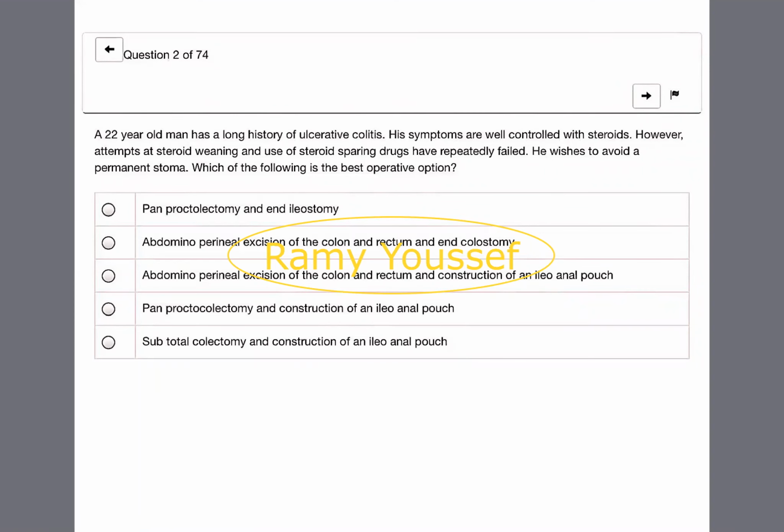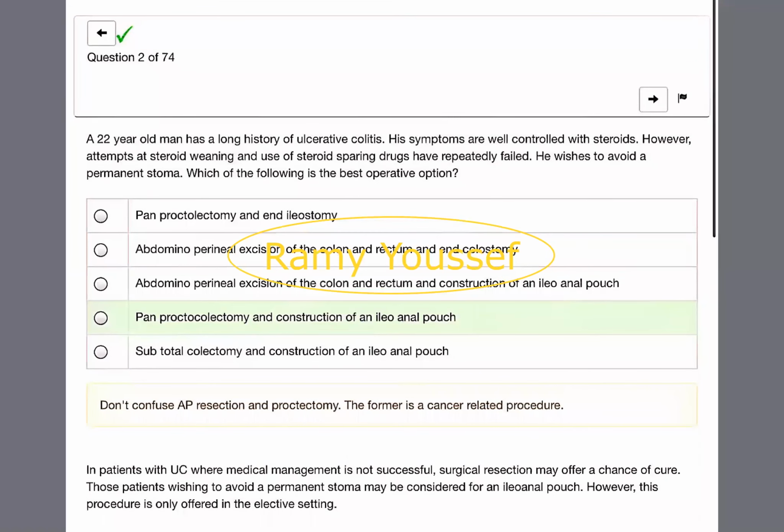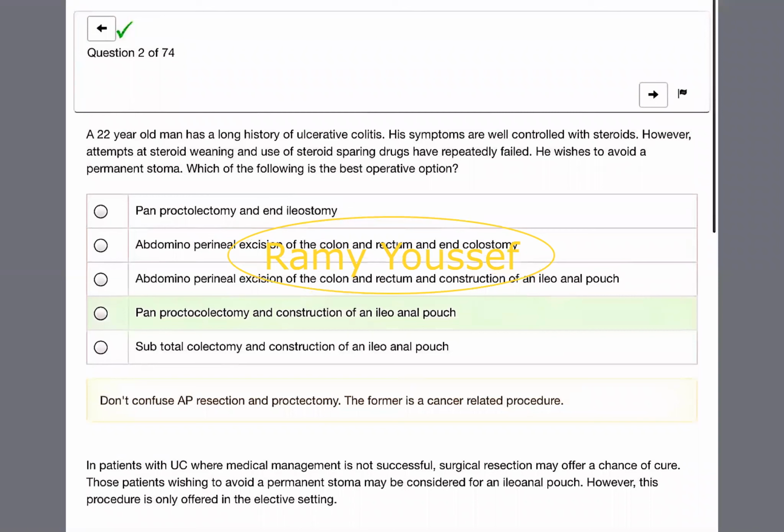Okay. I like your thinking with loud voices. As we are going to do, he is a young patient with ulcerative colitis, unresponsive to steroid or steroid-sparing drugs, and he can't continue on steroids for life. So the patient wants to avoid a stoma. This operation will be elective for a young patient. Let's go for this. Panproctocolectomy and end ileostomy is an elective operation, and the patient wishes to avoid a stoma, so it is not logical to do it for him.